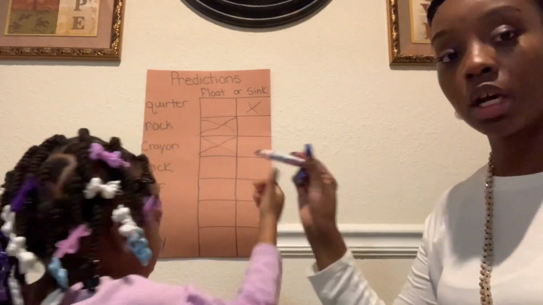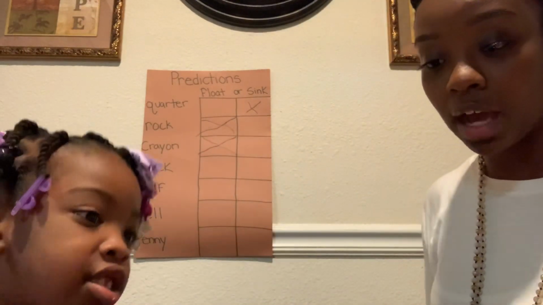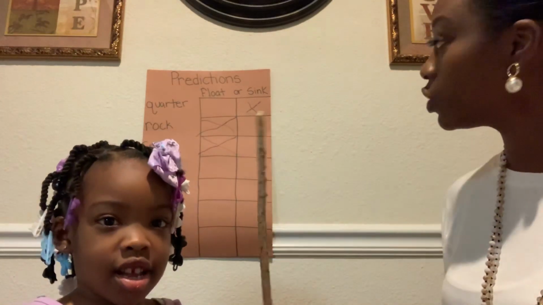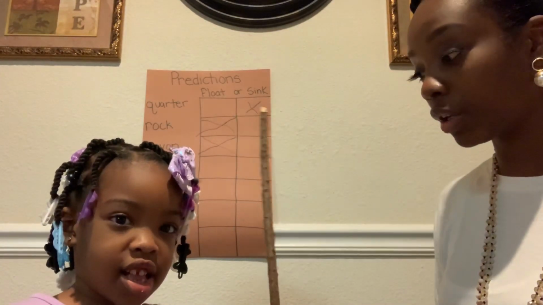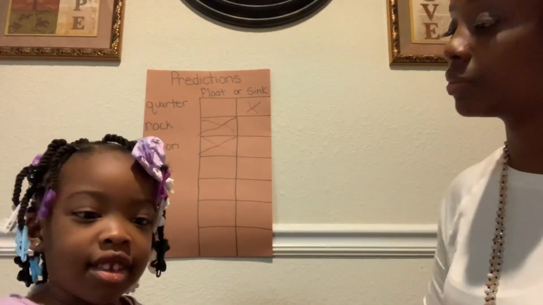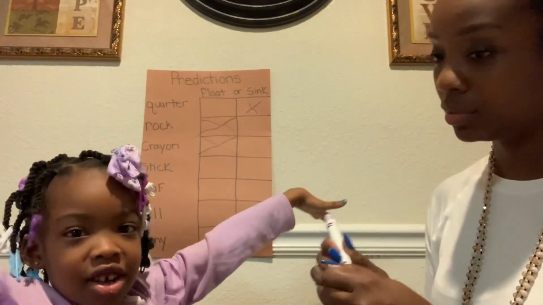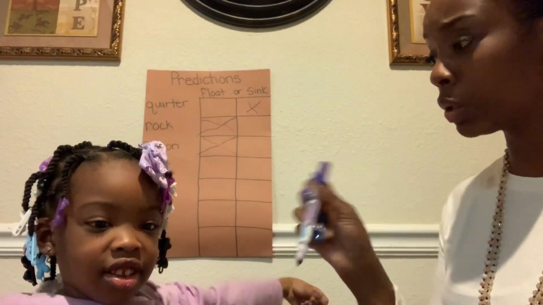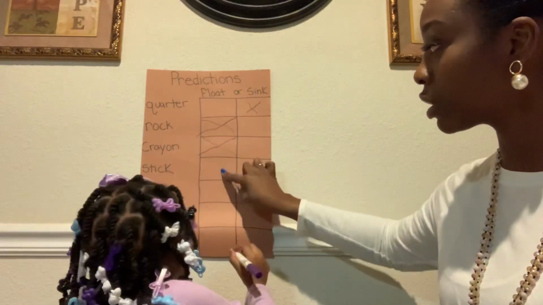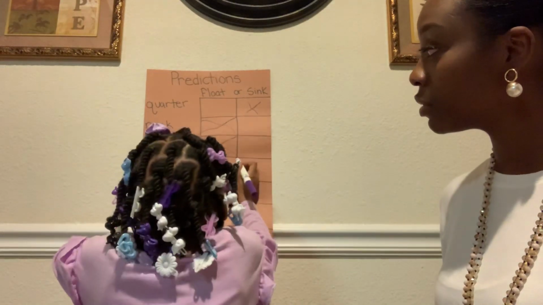Okay, moving right along. Next we have, can you identify our stick? Good job. Do you think our stick is going to sink or float? Float. You think it's going to float? Why do you think it's going to float? Because it's big and long. Because it's long? Okay, here you go. So you think our stick is going to float? Go ahead and put an X for float.